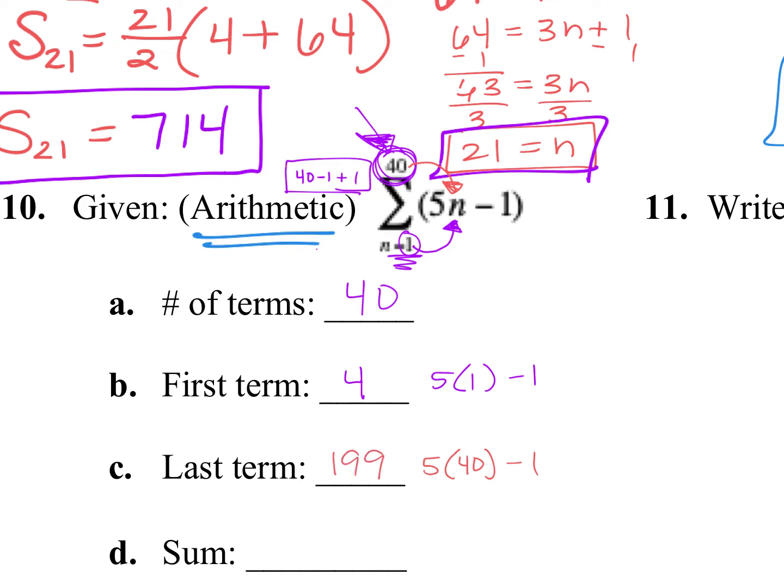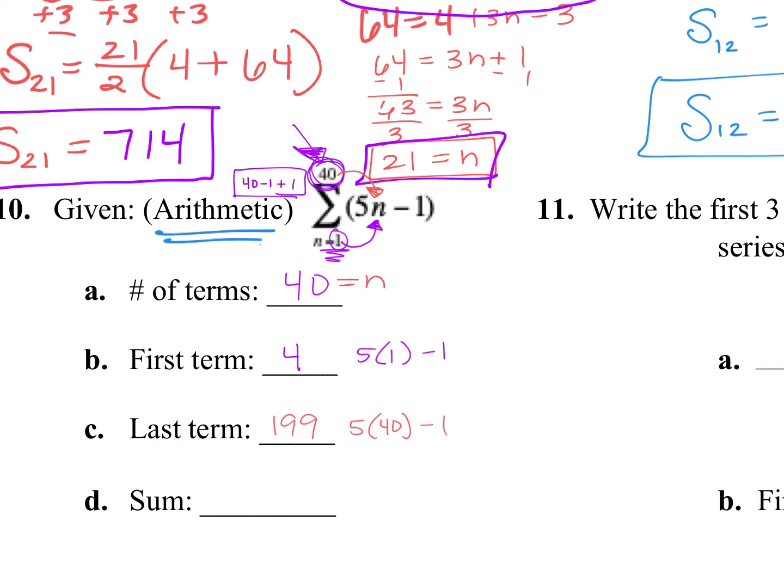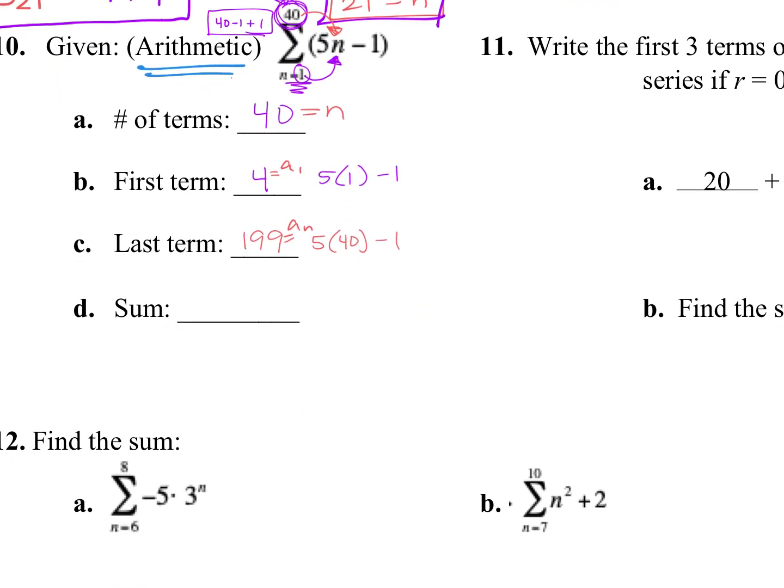Okay. So then the sum becomes really easy because you just found all the parts. You found your n, you found your a sub 1, and you found your a sub n, right? So plug that into your sum formula. The sum of those 40 terms is going to be 40 divided by 2 times the first term plus the last term. Okay, so your sum is 4,060.